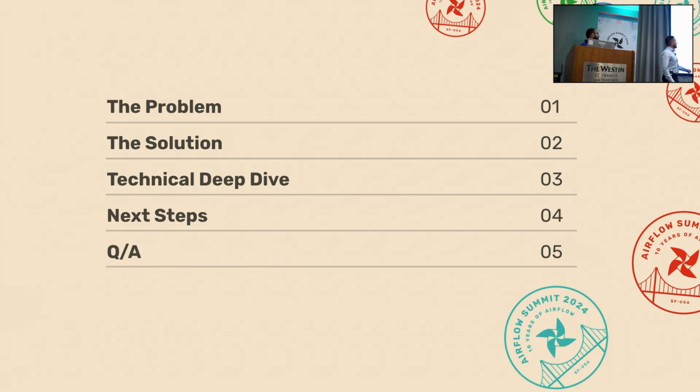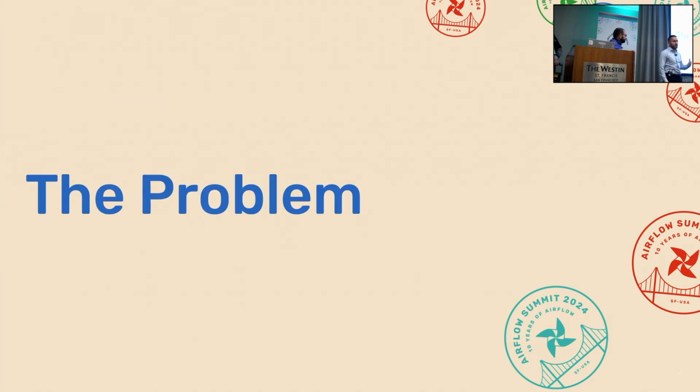All right, so here's the outline. We're going to first start talking about the problem that we will be solving in this session. Then we're going to propose and talk about the solution we have. Then we're going to go into a technical deep dive, more on that later. Next steps, and finally, Q&A for your questions. So what is the problem we're trying to solve? Again, why are we together in this room?